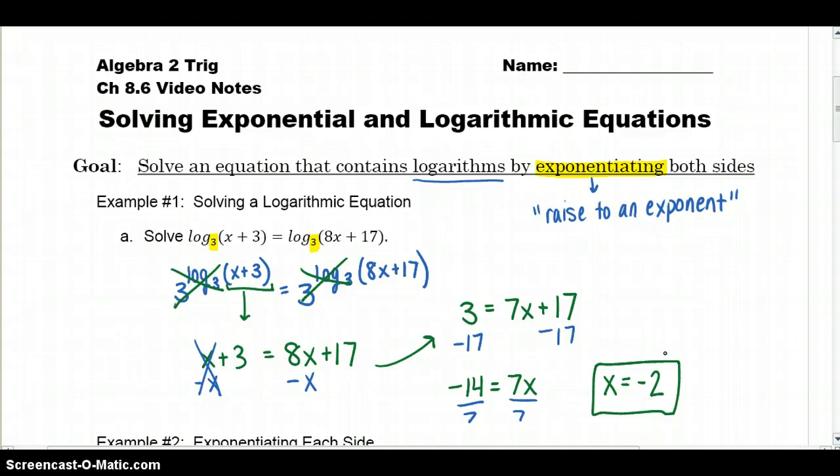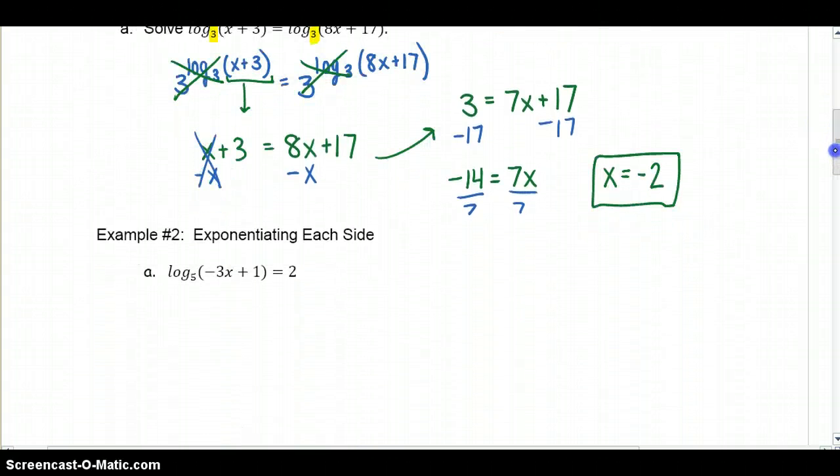When we've got a logarithm on both sides, we have to have that same base so that when we exponentiate both sides, we are using the same base. Because as always, whatever you do to one side, you have to do to the other. Can't change that up. Alright, let's take a look at example number 2.